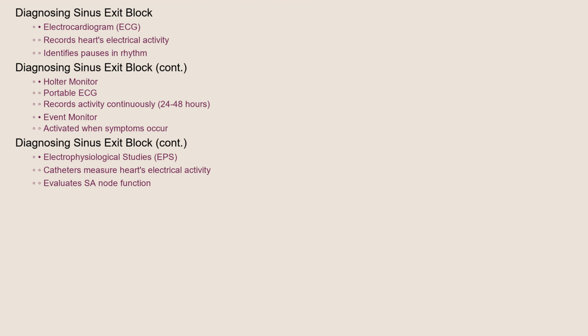Diagnosing sinus exit block typically involves an electrocardiogram or ECG. An ECG records the electrical activity of the heart and can often reveal the characteristic pauses in rhythm caused by the blocked impulses. However, because the pauses may be intermittent, a standard ECG may not always capture them. In such cases, your doctor might recommend a Holter monitor, which is a portable ECG that records heart activity continuously over 24 to 48 hours, or even longer. An event monitor, which is activated only when you experience symptoms, can also be helpful. Electrophysiological studies, or EPS, which involve inserting catheters into the heart to directly measure electrical activity, are sometimes used to further evaluate the SA node function and confirm the diagnosis.